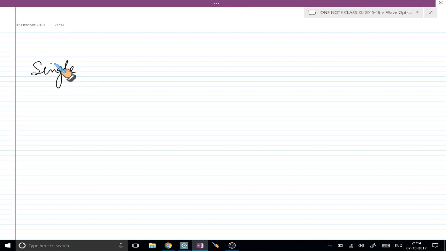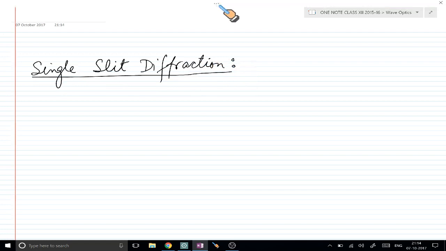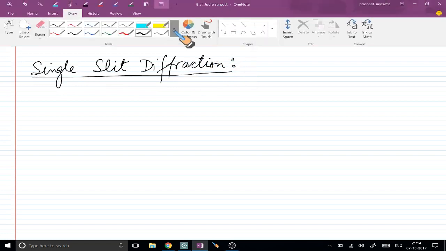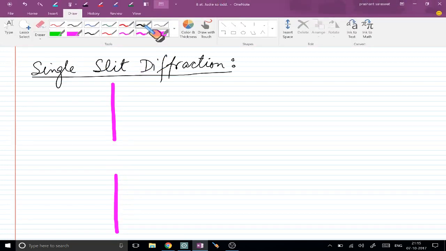Single slit diffraction. Now let us have a single slit. This is the single slit of width small a.